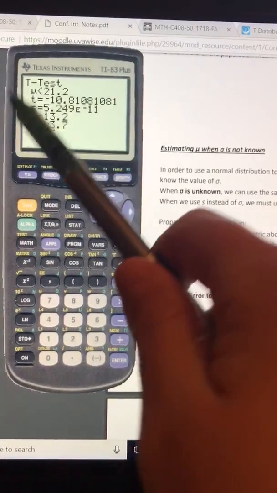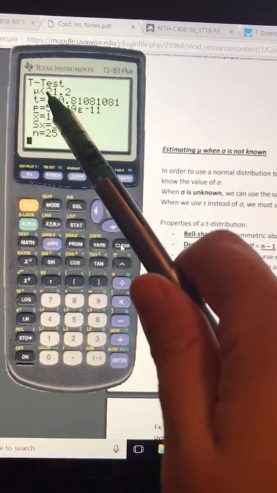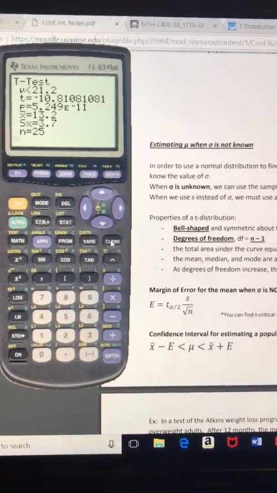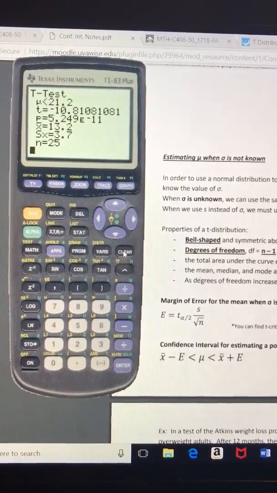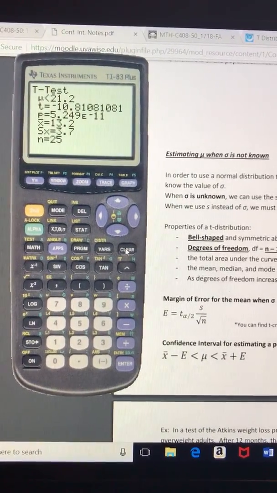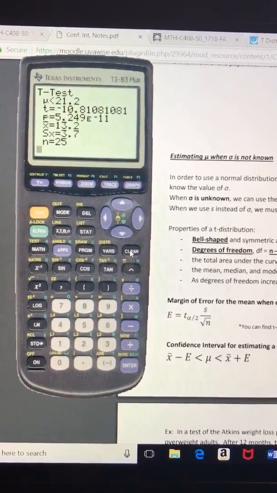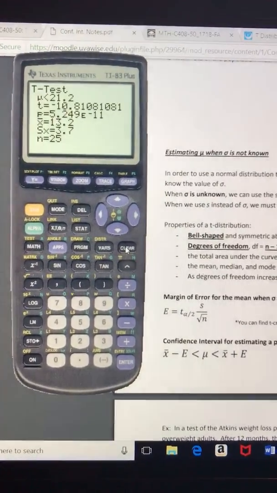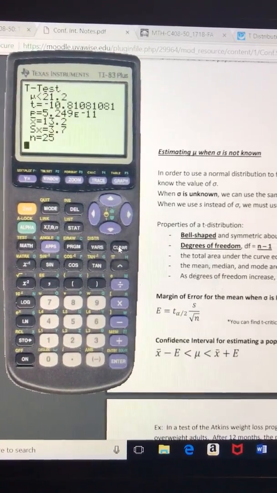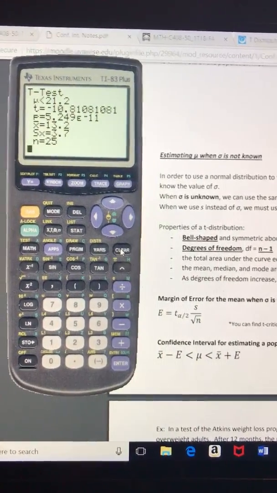So let's see, you get this t, which these t's are going to be different than z's. Most of the time for z's, we're dealing between -3 and 3. But for t's, they can kind of be all over the place because they're not completely a standard normal distribution. They just operate like one. So that's okay if the t looks a little strange to you.